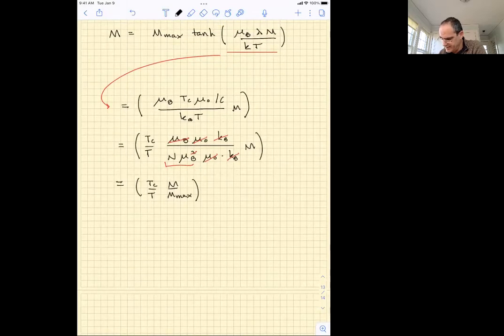Summing up then, we could write the magnetization divided by the maximum magnetization as the hyperbolic tangent of TC over T times M over the maximum magnetization.